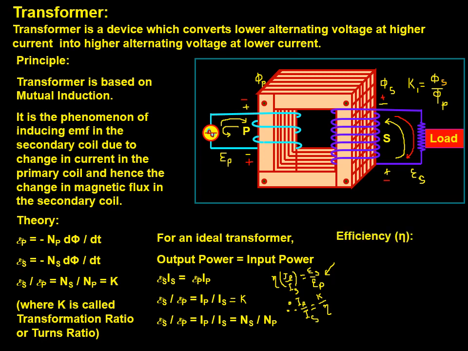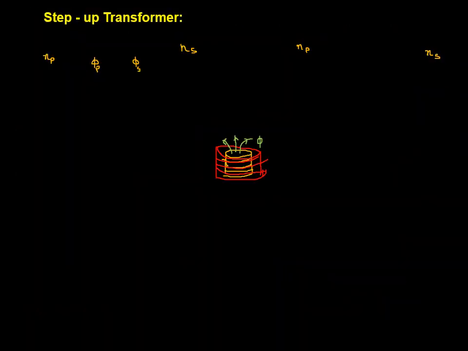But there is another term called efficiency. Efficiency is the output power by input power. So for the output power equal to input power, we will be getting eta into IP by IS equal to ES by EP. So you can say IP by IS has got another expression for the efficiency not equal to 0, not equal to 100%, K by eta. But eta is in most of the cases equal to 100%. So eta is equal to ES into IS by EP into IP.